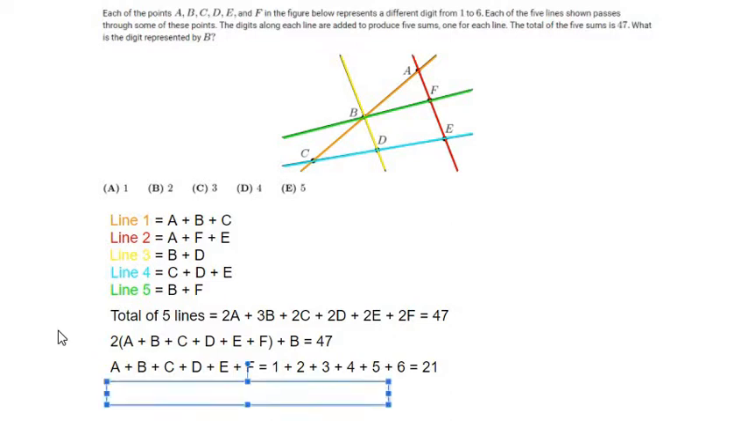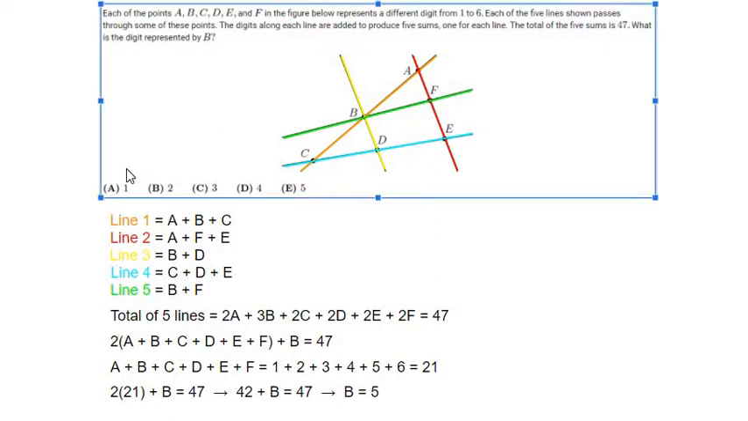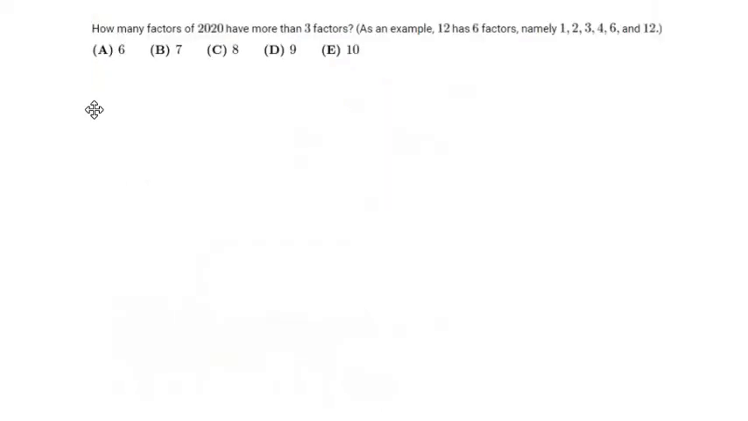Now, if we replace that in our original equation, we get that 2 times 21 plus B is equal to 47, and then we can simplify this and solve for B. 42 plus B equals 47, and therefore B equals 5, which means that the answer is E, 5. Okay, let's go on to the next problem.